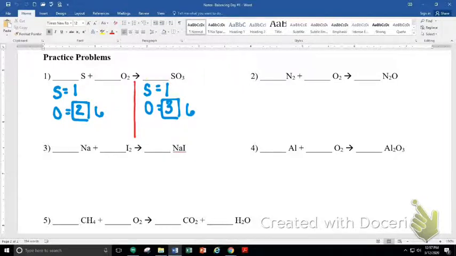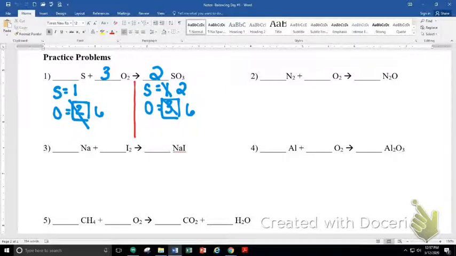So what I need to do on the left-hand side is fill in what I can multiply by a subscript of 2 to get to 6. So if I put a 3 here, coefficient of 3 times 2 gives me 6 oxygen. On the opposite side, if I put a 2 here, 2 times my subscript 3 gives me 6 oxygen on the product side. However, anytime you add a coefficient, what you put in the front impacts everything in the formula. So not only do we have 6 oxygen, but we now have 2 sulfur.